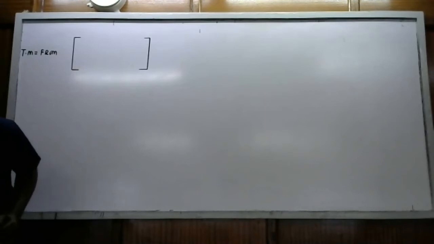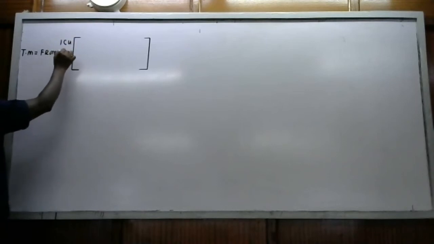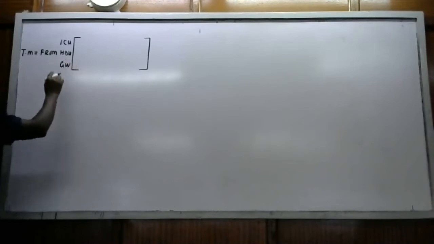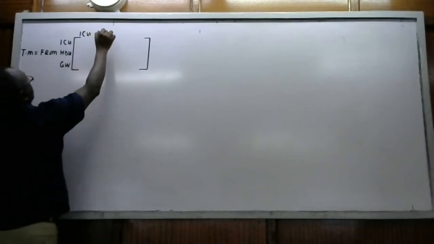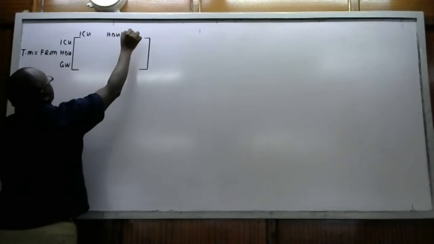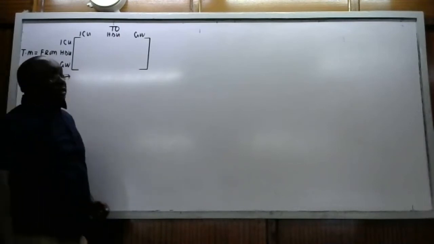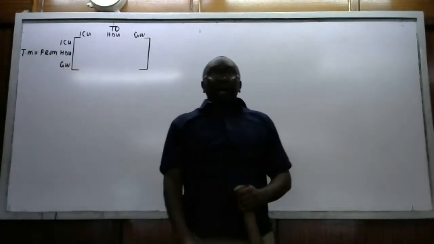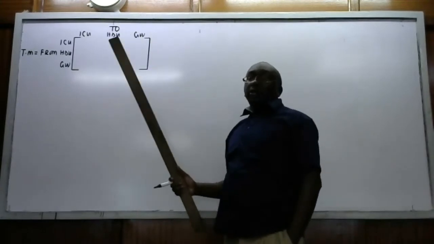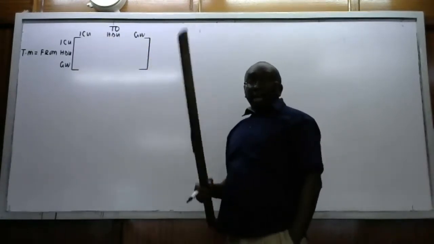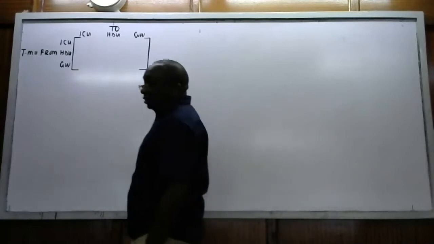We have three states. We have the ICU, we have the high dependency, and we have the general wards. Then here we have ICU, the HDU, and the GW. That is the design of a transition matrix. And we said losses are recorded in a row this way, and gains are recorded in a column. So we start reading as we record.